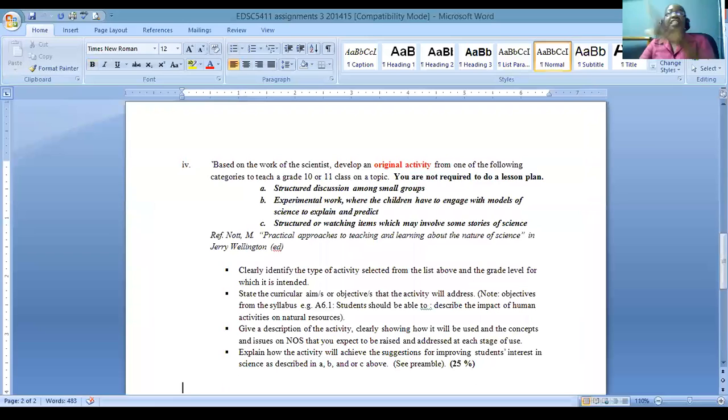You have to identify the type of activity, so you say whether it's a structured discussion or experimental work, etc. You state the curricular aims or objectives, and those objectives should come from the syllabus. You describe the activity, saying how you're going to use it, what concepts you think you will be using it to teach, and the issues on nature of science that you expect to be addressed. Finally, you explain how you think that activity will help to improve students' interest in science. All right, so that's it.